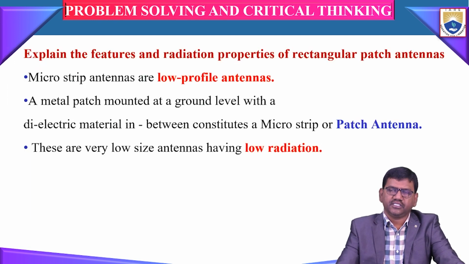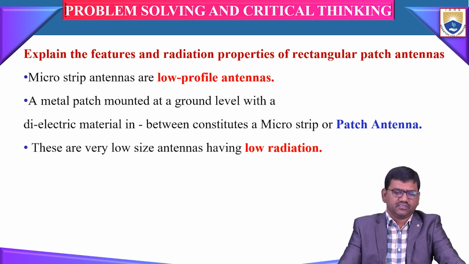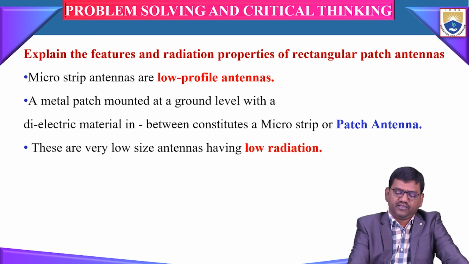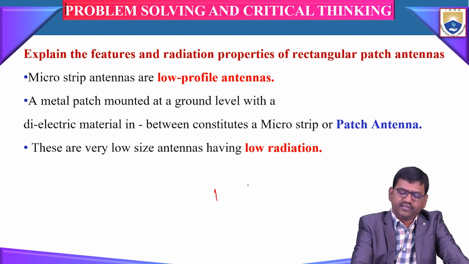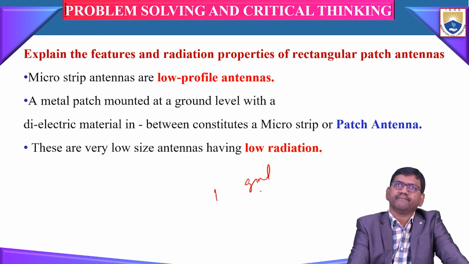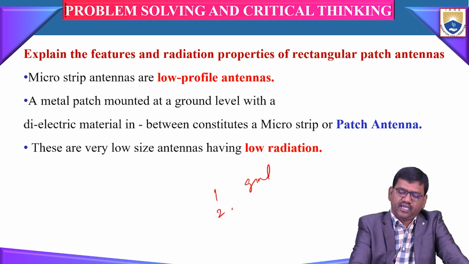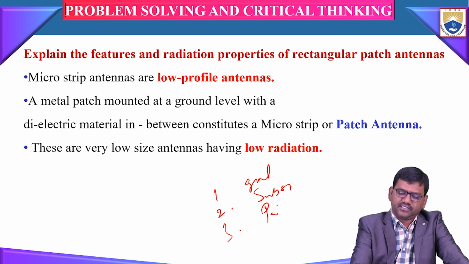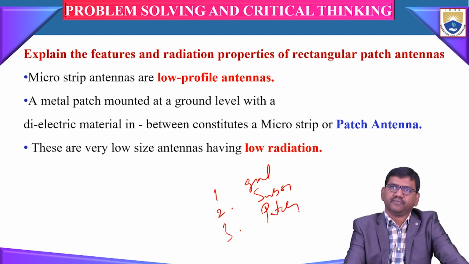Explain the features and the radiation properties of rectangular patch antennas. So generally, for the microstrip antennas, the basic features of a patch antenna are: the first one is a ground plane. The second one is a substrate. On the ground plane there will be one substrate. And the third one is, on the substrate there is a patch, which we call a microstrip.